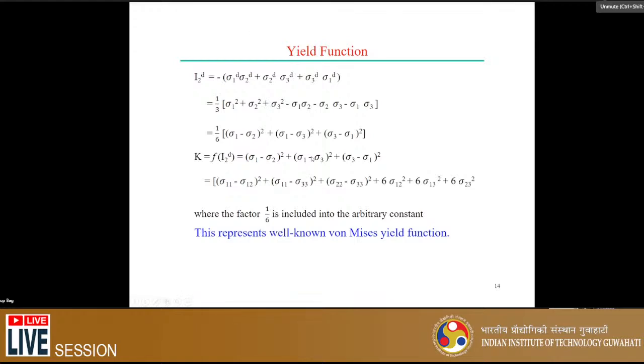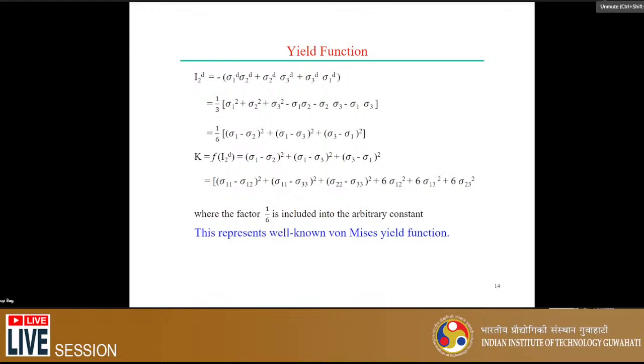This yielding, or yield surface, can be represented like this. For example, k equals sigma 1 minus sigma 2 squared plus sigma 1 minus sigma 3 squared plus sigma 3 minus sigma 1 squared. That means all three components are treated equally. It basically defines the yield surface. This first function is in the form of principal stress components, but the second one is in the form of the original state of stress. The factor 1 by 6 can be included in the arbitrary constants. This particular functional form is known as the von Mises yield function.